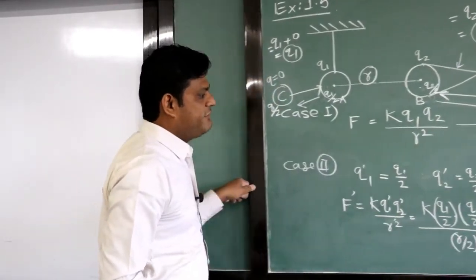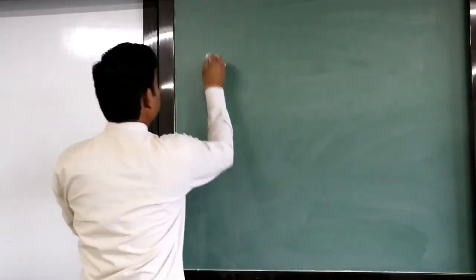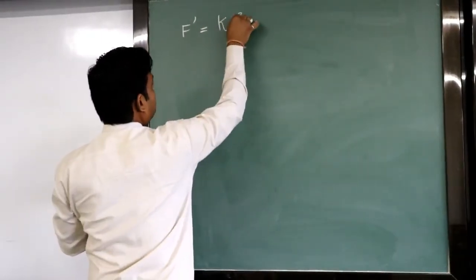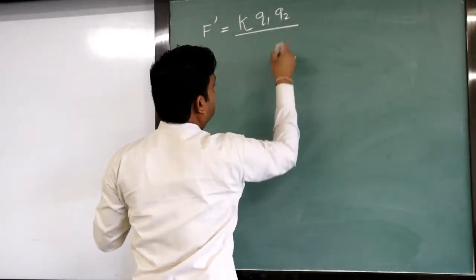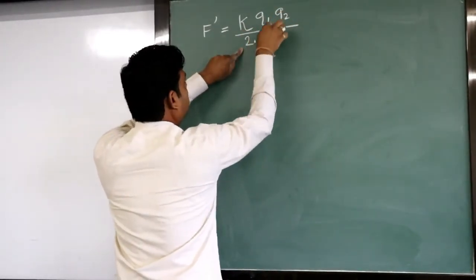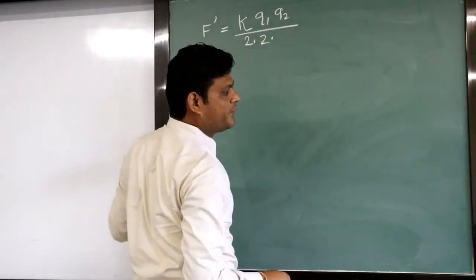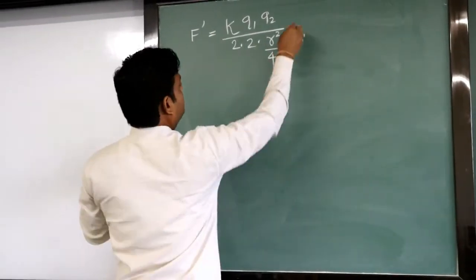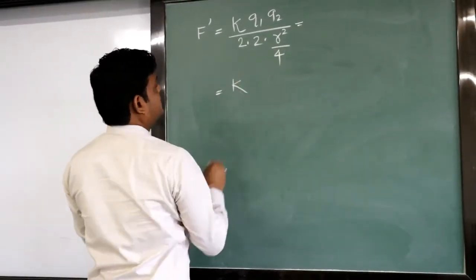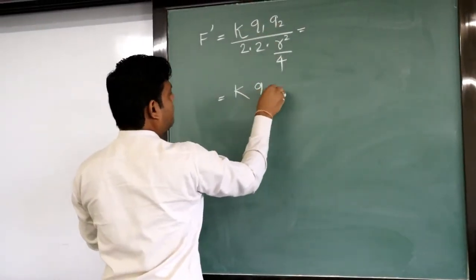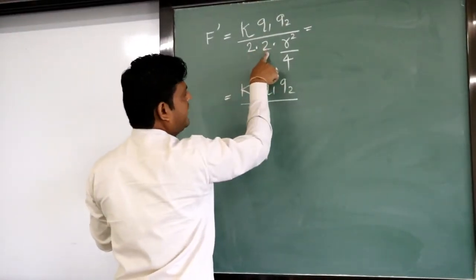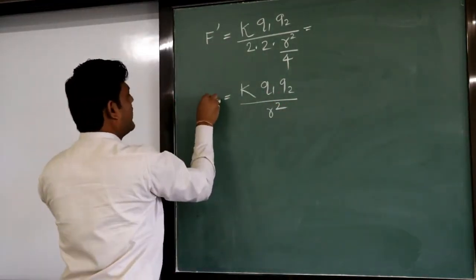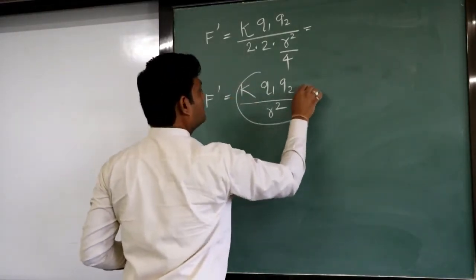Solving this, what will we get? So new force F dash equal to, right? K remains as it is, Q1 by 2, Q2 by 2, right, into R square by 4, correct? After solving this, K remains as it is, Q1 into Q2, 2 into 2 becomes 4, this 4 gets cancelled, here only R square. So F dash equal to what? K Q1 Q2 by R square.